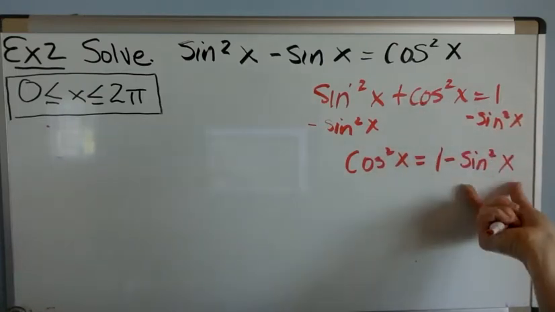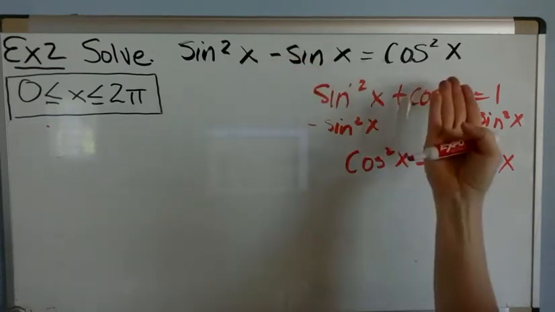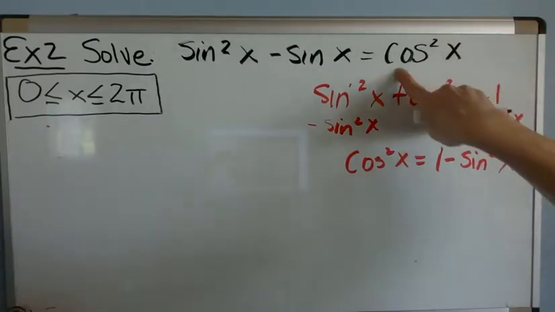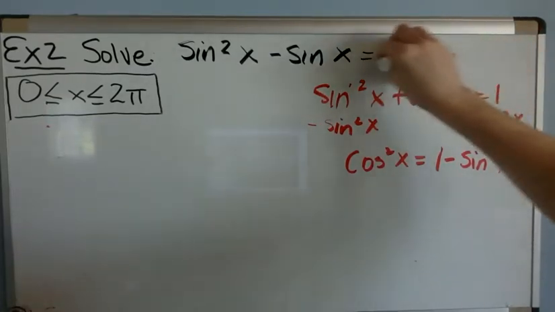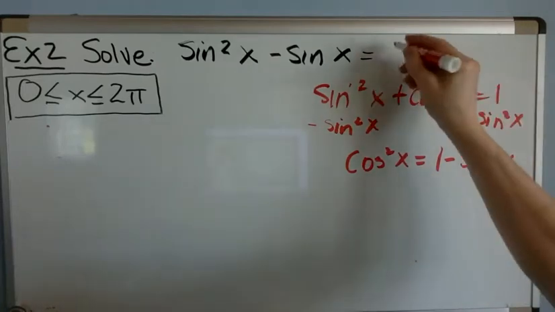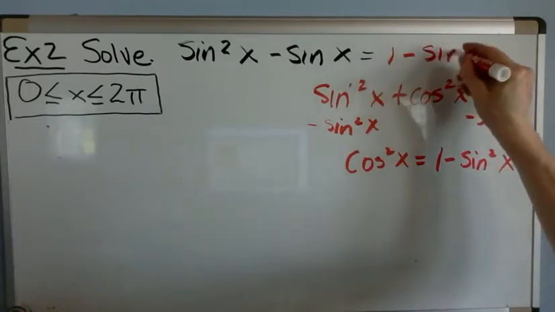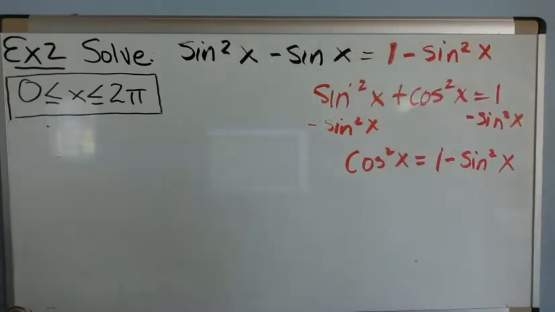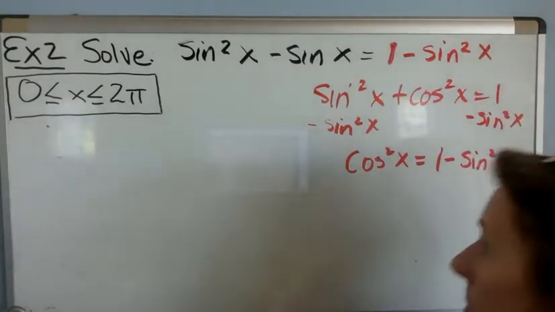The reason I want to do that is because everything's in terms of sine here. That's why it's kind of helpful. I want to get everything in terms of sine of x. So I'm going to replace cosine squared of x with 1 minus the sine squared of x. So I'm making a substitution here based on the Pythagorean identity. I'm going to get rid of this to make room to work.